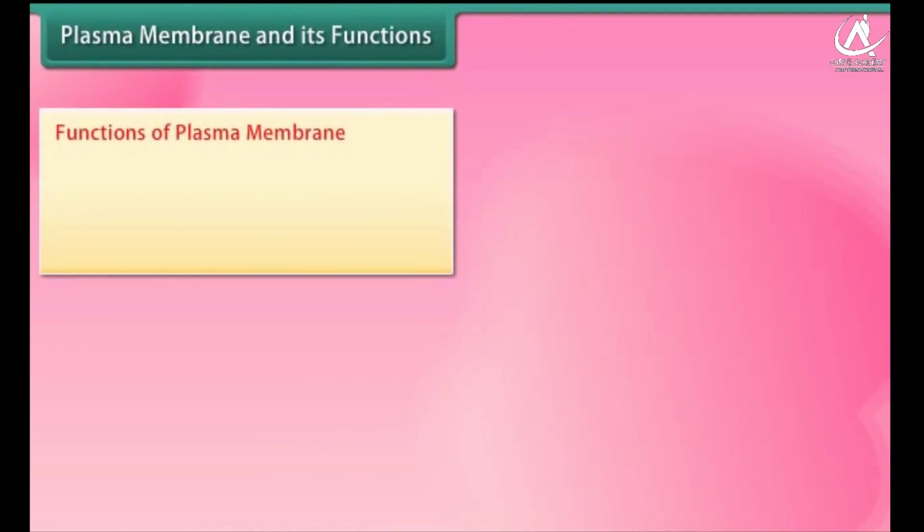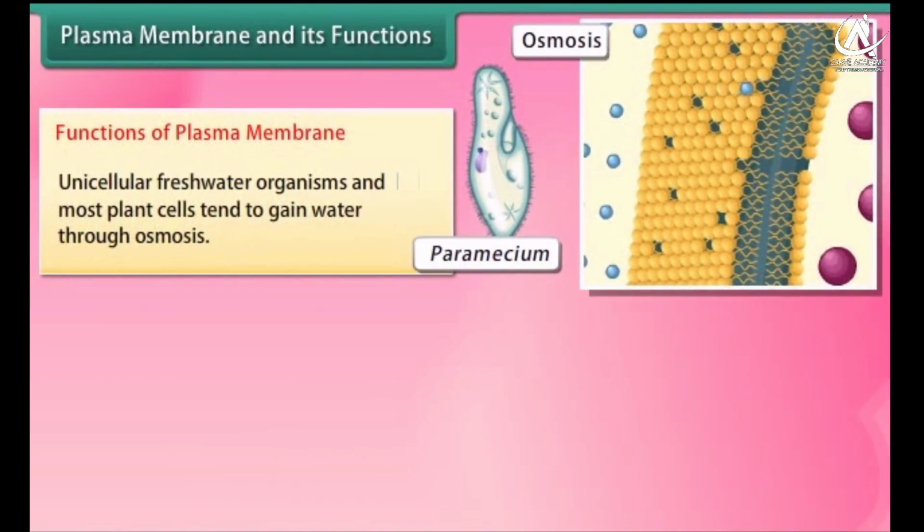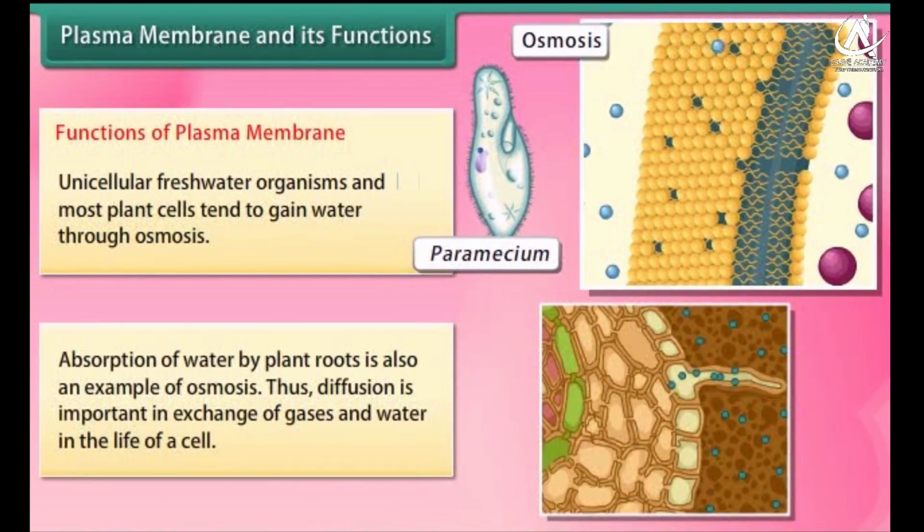Functions of plasma membrane. Unicellular freshwater organisms and most plant cells tend to gain water through osmosis. Absorption of water by plant roots is also an example of osmosis. Thus, diffusion is important in exchange of gases and water in the life of a cell.